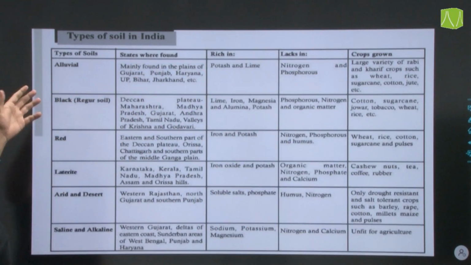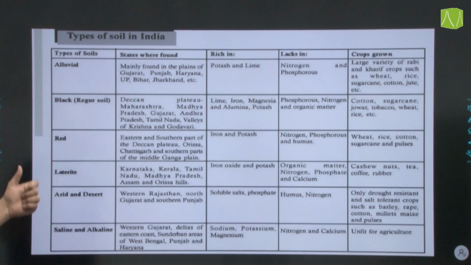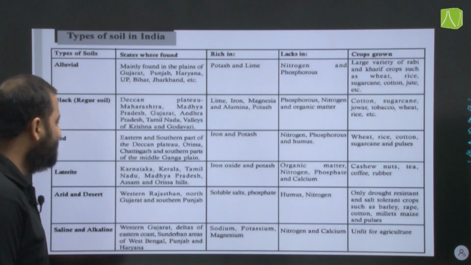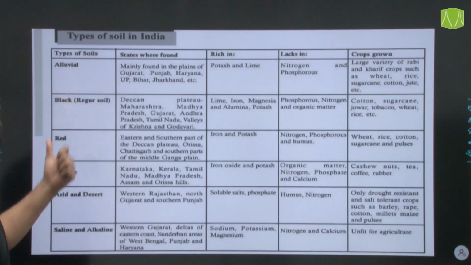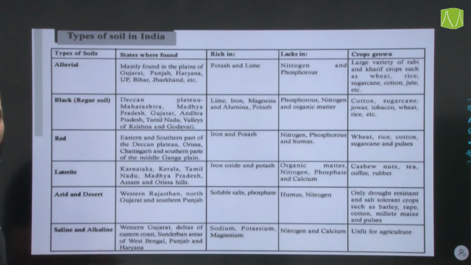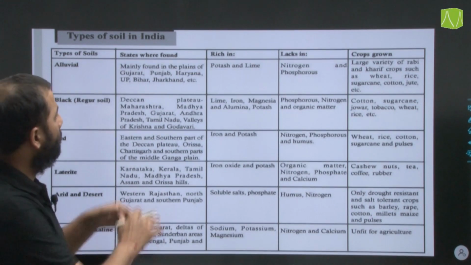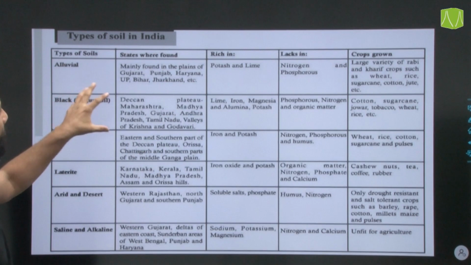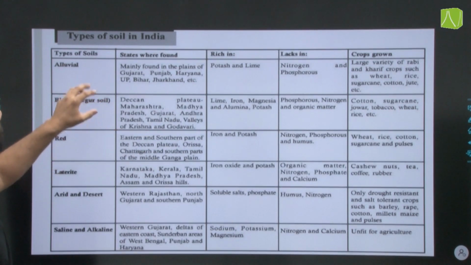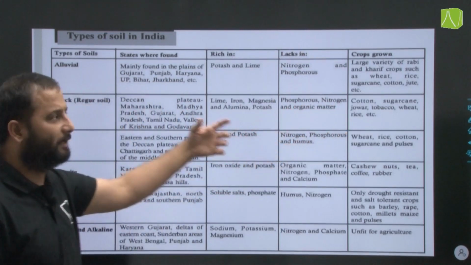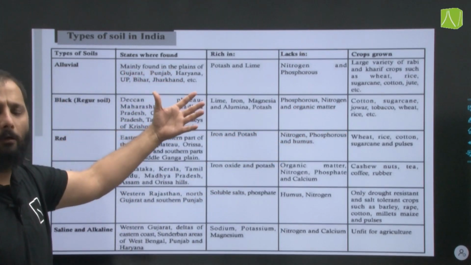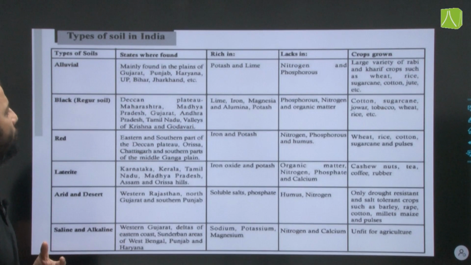Now you can go through the types of soil in this chart: alluvial, black, red and yellow, laterite, arid and mountain soils, saline and alkaline soils. You can take a picture of it. Most things have been mentioned in short format: the states where they are found, what they are rich in, what they lack, and the crops which are grown. This can be helpful for your agriculture chapter as well.